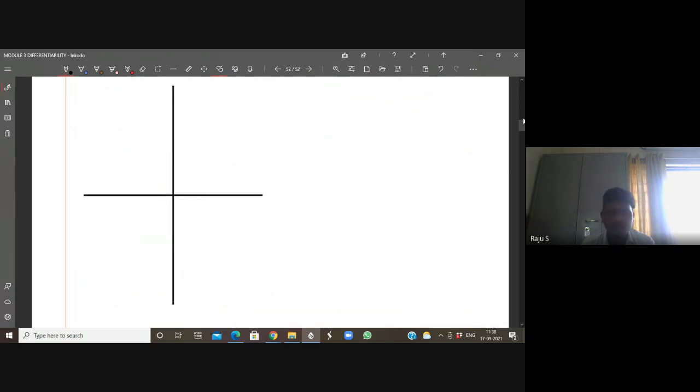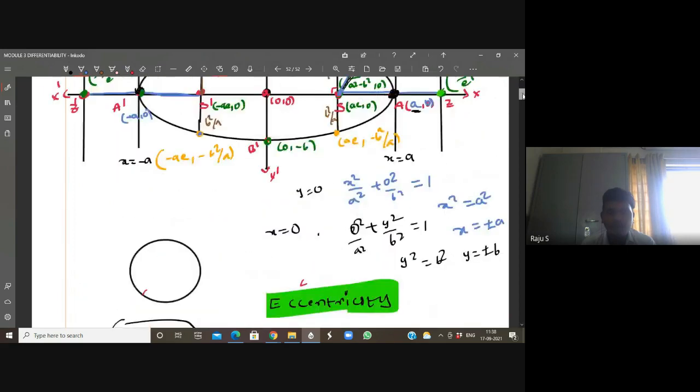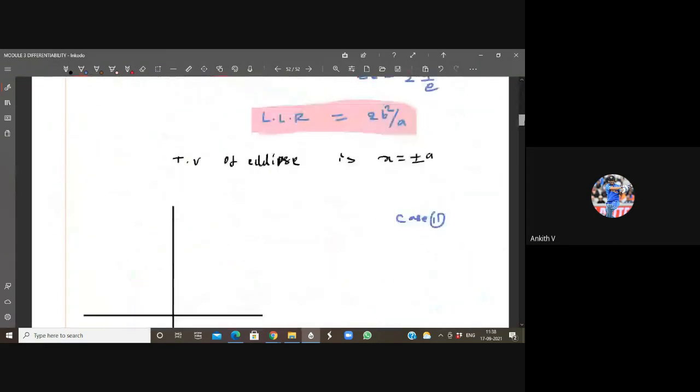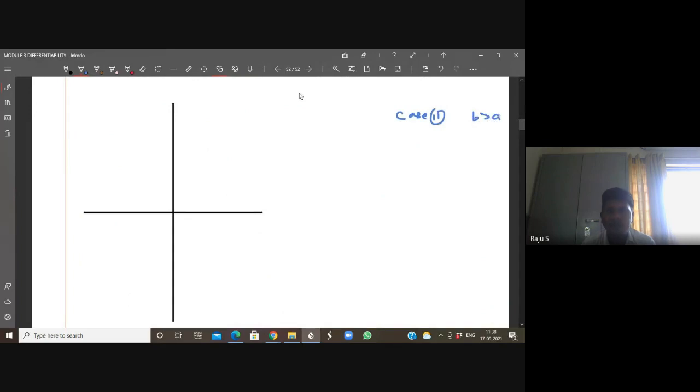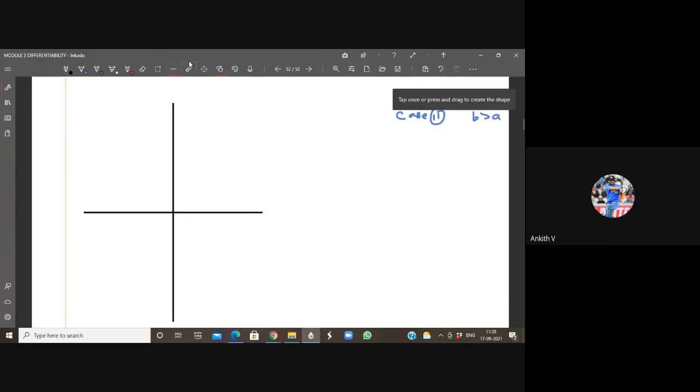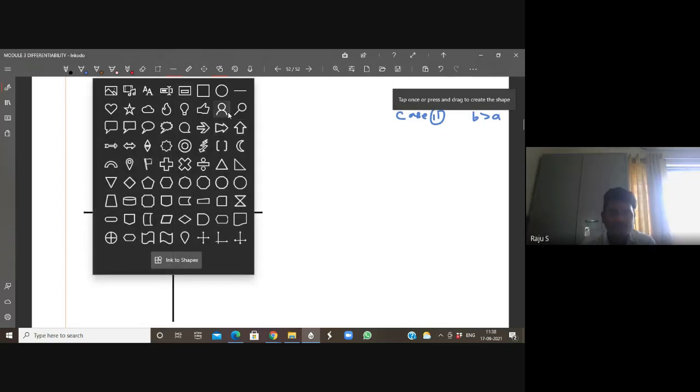Now coming to case 2. I'm going to take case 2. What is case 2? Here b is greater than a. B greater than a means the major axis is clearly the y-axis.